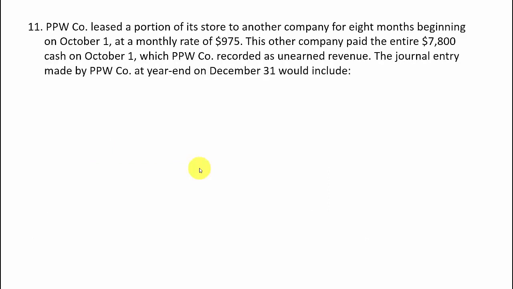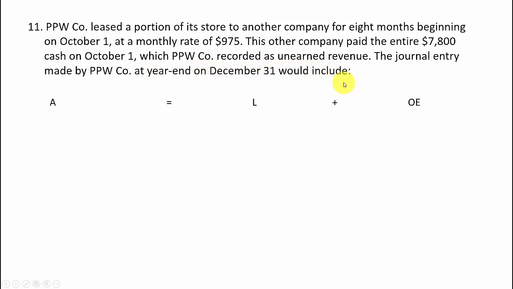Number 11, PPW Company leased a portion of its store to another store for 8 months beginning October the 1st at a monthly rate of $975. This other company paid the entire $7,800 cash on October the 1st to PPW Company, and PPW Company recorded this as an unearned revenue when they first got the money. So the journal entry made by PPW Company at year end on December 31st would include a what?